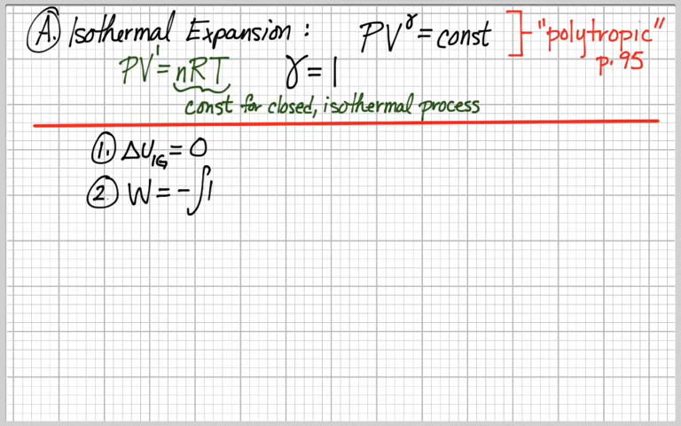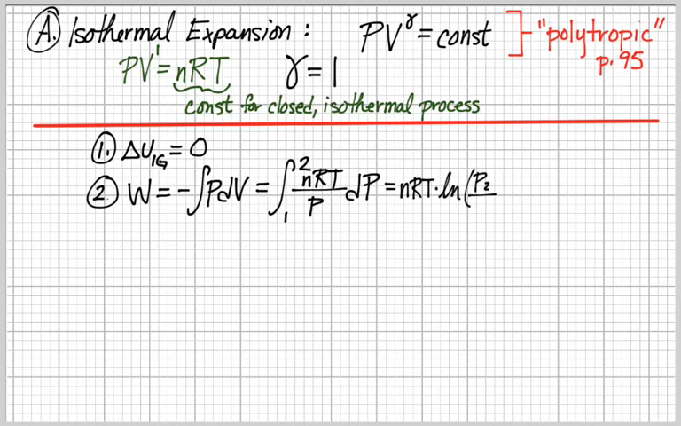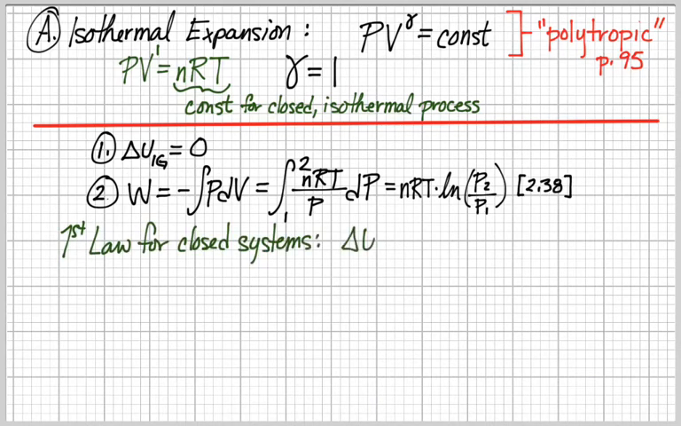I'm going to review the setup that we did last lecture, which is to take two different equations. The first is that the change in internal energy is going to be 0 for an ideal gas in an isothermal process. And the second is that the work function can be described as nRT times the natural log of the end condition, the pressure at state 2, over the initial condition, the pressure at state 1, and that's equation 2.38.